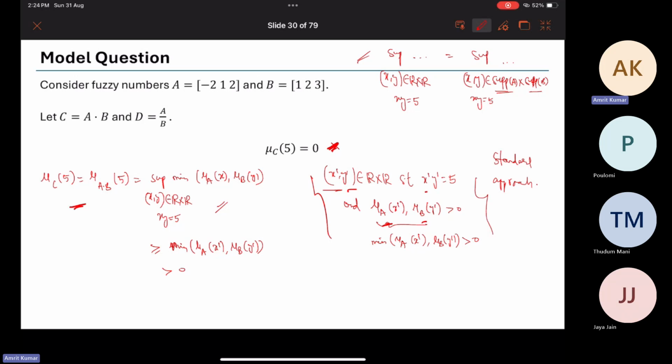Now the question is, how do you find it, how do you perform this kind of search? How do we search R cross R such that x dash times y dash is equal to 5 and the membership functions of A and B are greater than 0? So when is the membership function of B greater than 0? Let us start by looking at this. And when is the membership function of A greater than 0, right?